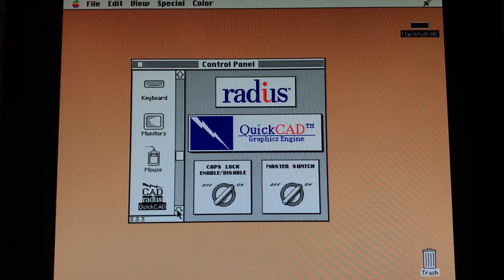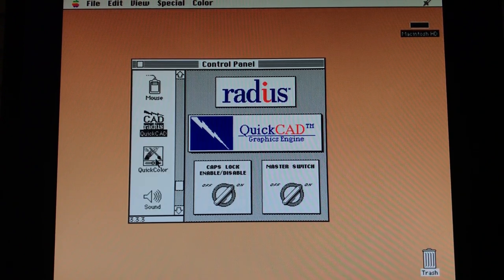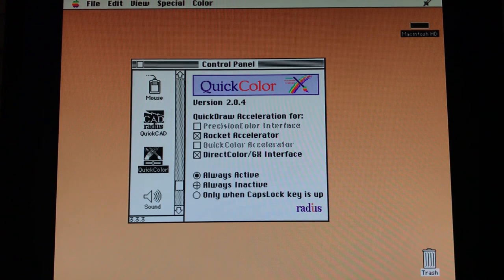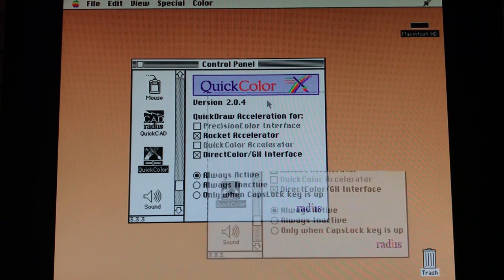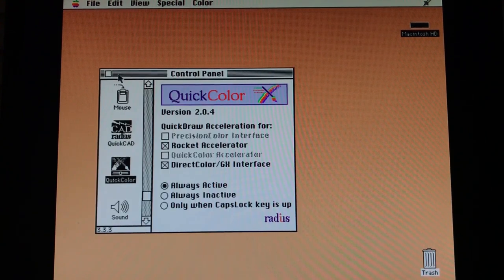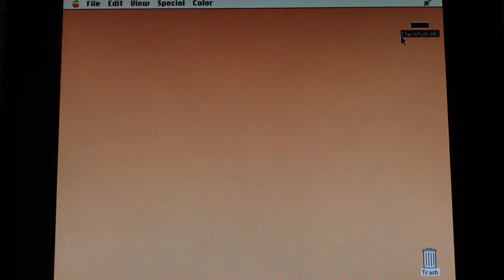Here's QuickCAD. It's a Radius control panel for accelerating certain CAD applications. I do believe there is some extra hardware on the PCB of the Rocket that enables this to do anything. And QuickColor accelerates QuickDraw. Even if your graphics card does not have QuickDraw acceleration, your Rocket will accelerate it instead, so you get much faster graphics redraw performance. As you can see, things just snap onto the screen basically instantly.